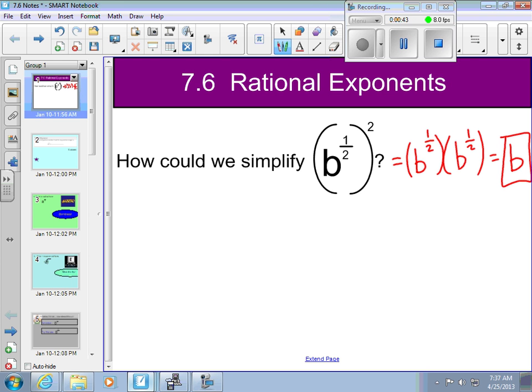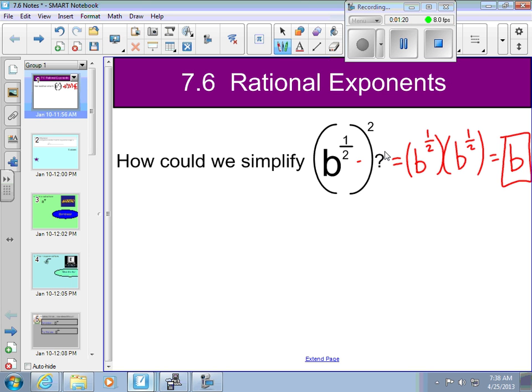And that should make kind of sense, because really what we're doing here is we're taking b to the 1/2 power times 2, or another way of writing 2 would be 2 over 1. So anytime you take something to another power, power to a power, we multiply, and basically what we're doing here is multiplying reciprocals. If we're multiplying reciprocals, it should equal 1. Well, what we ended up finding here is that when we took b to the 1/2 power and squared it, it equals b. They're inverses of each other.